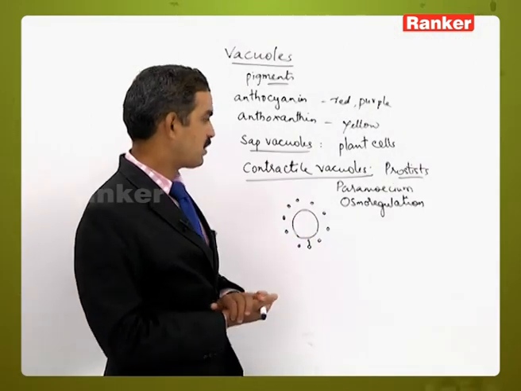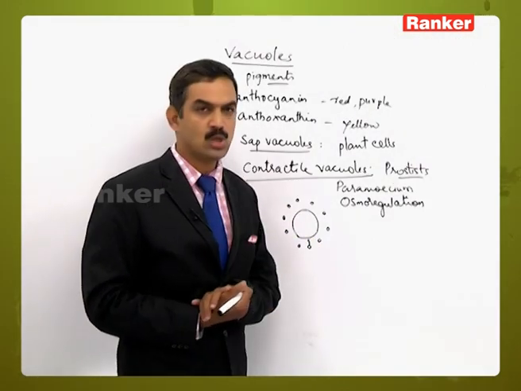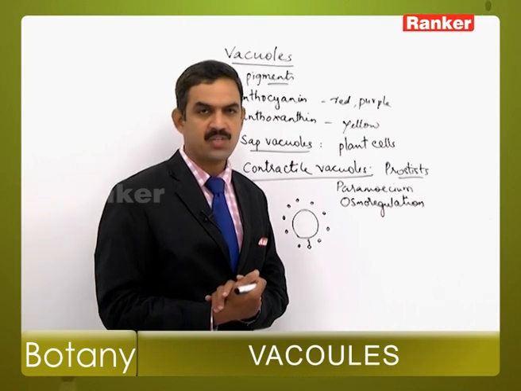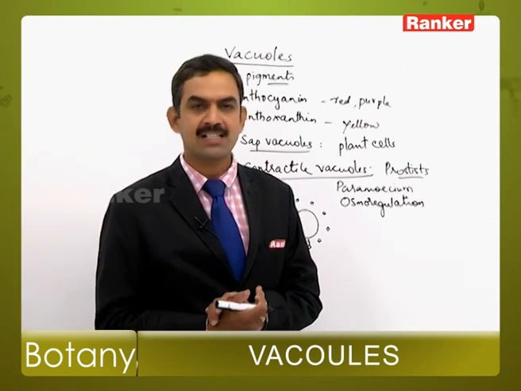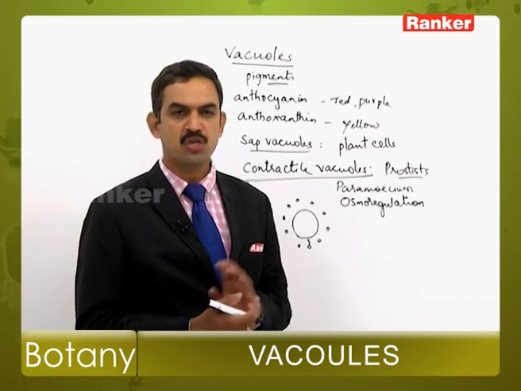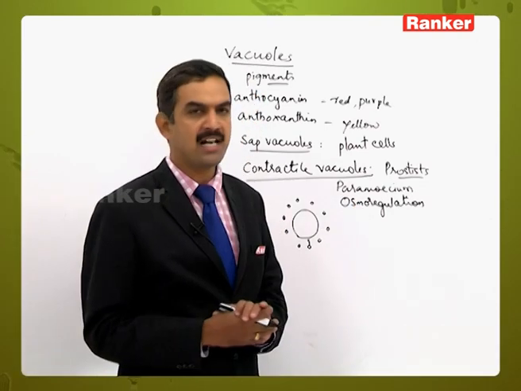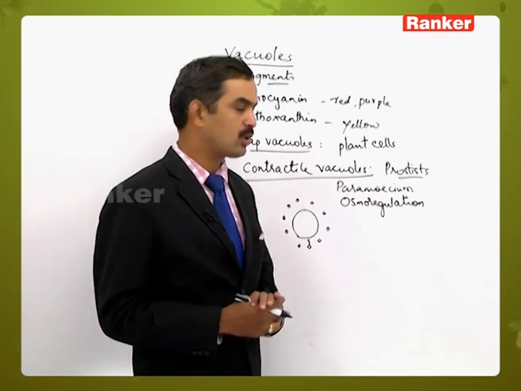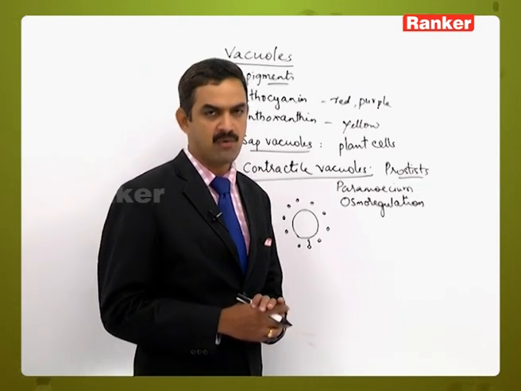So, by the exocytosis process, such structures, called contractile vacuoles, will help in maintaining the water content inside the cell, or inside unicellular organisms like Paramecium and Euglena. So, these are also concerned with the osmoregulation function.